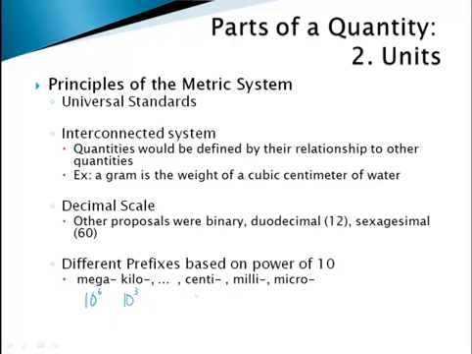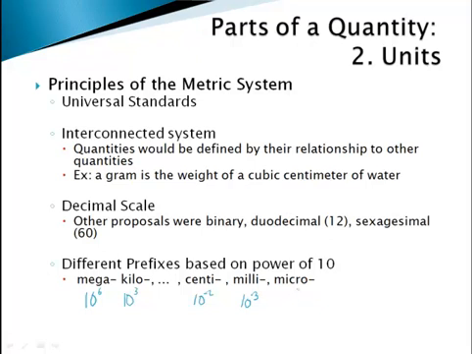A centimeter is actually smaller than a meter. It's 100th. So cent, just like a cent is 100th of a dollar, a centimeter is 100th, or 10 to the negative 2nd power. A milli, you probably recognize a millipede is something that has 1,000 legs, but actually milli is a thousandth. So a millimeter is 1,000th of a meter. That's 10 to the negative 3rd.